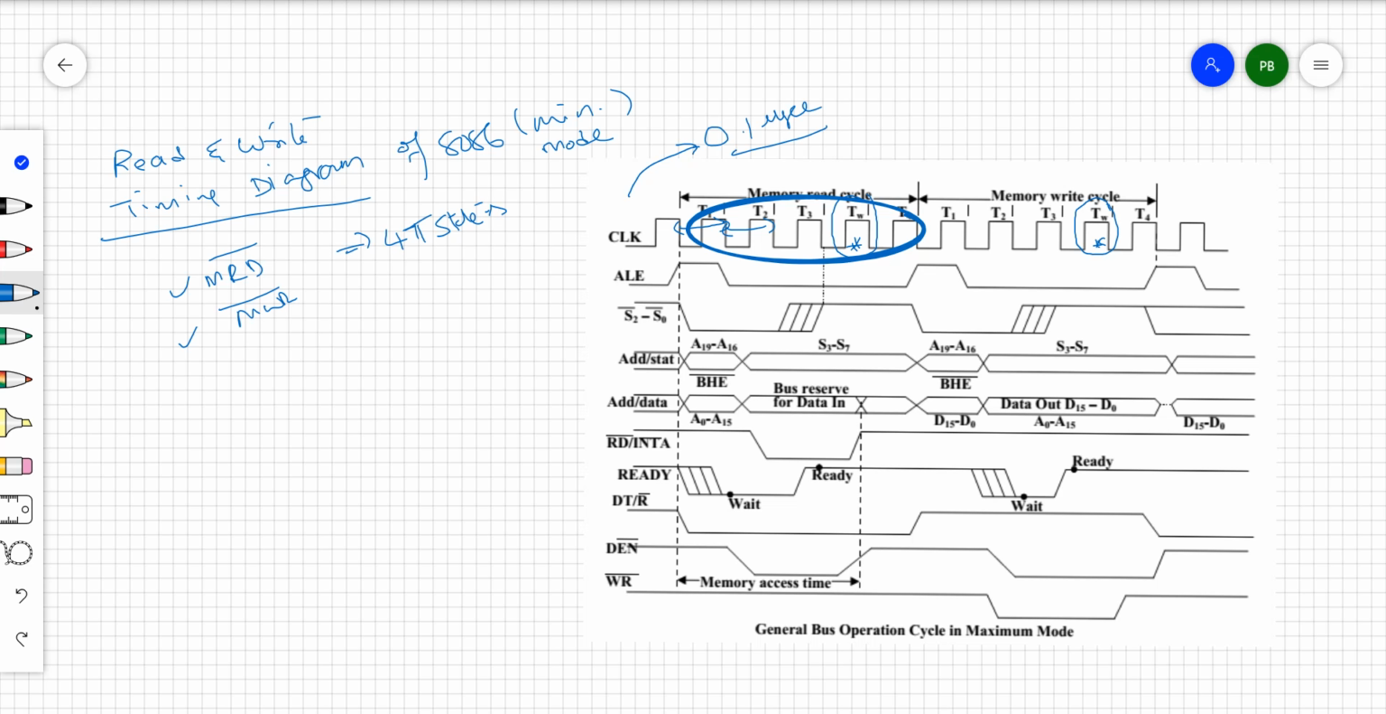So 4 t states to perform the memory read operation, and 4 t states for the memory write operation. In a similar way, the next operation may be IO read or IO write or something else. For every operation, whether it's memory read or write, we need to understand in the timing diagram how these particular signals are going to vary. Previously we also discussed this.